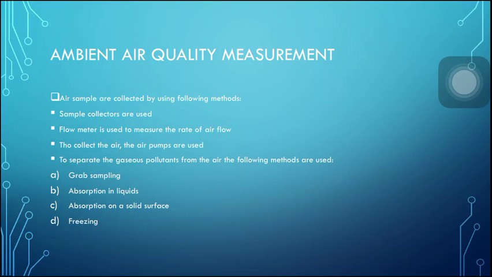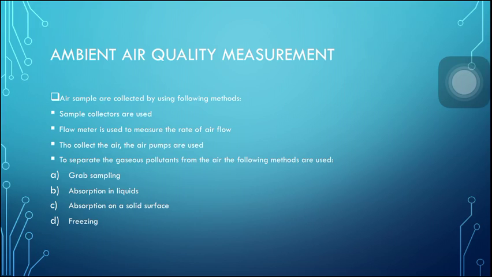Air quality measurement is carried out in two situations as mentioned below. Ambient air quality measurement. In this system, the air samples are collected by using the following methods. Sample collectors are used. A flow meter is used to measure the rate of air flow. To collect the air, pumps are used.